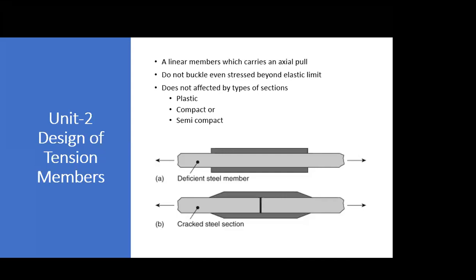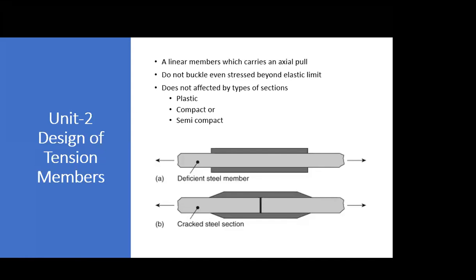Okay, and it does not buckle even if stressed beyond the elastic limit. Whenever you are pulling the structure, it won't buckle because you are pulling the structure. Only buckling takes place in compression. Even if you stress beyond the elastic limit, it won't buckle. Third point, it is not affected by the types of sections. Actually, sections may be split into different types based on the plasticity index. What are the types? Plastic, compact, and semi-compact.